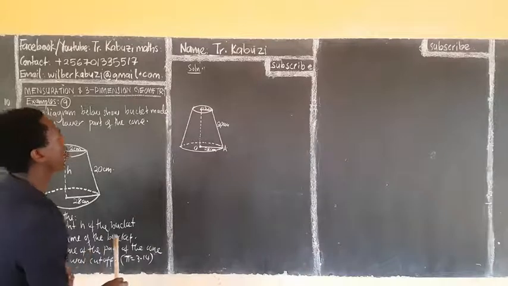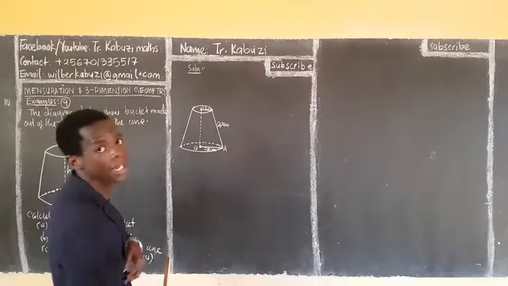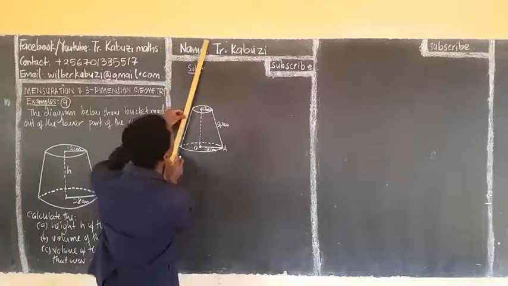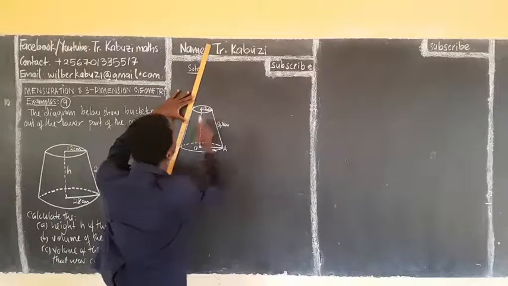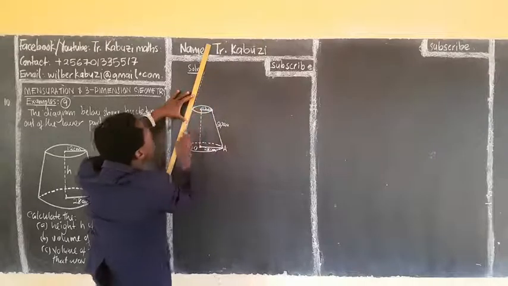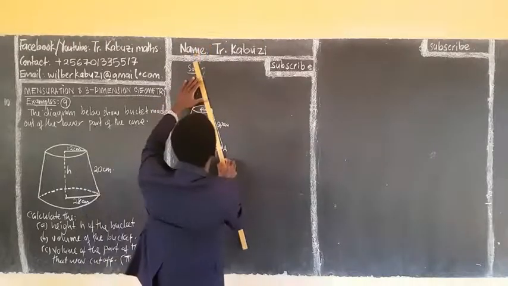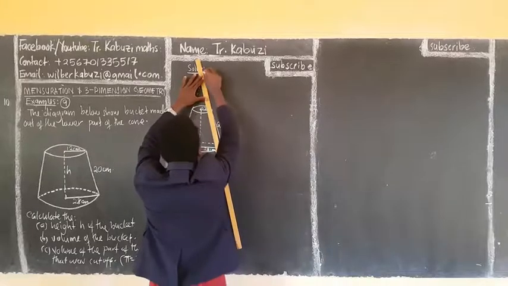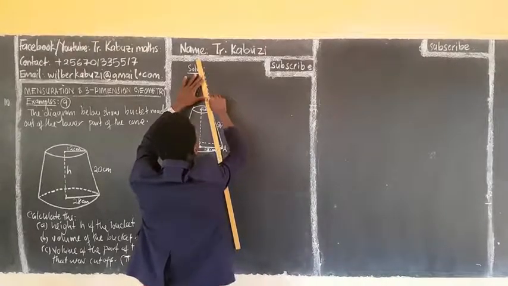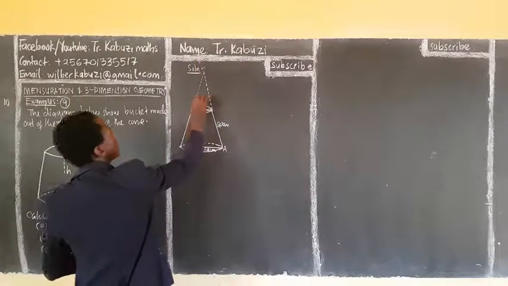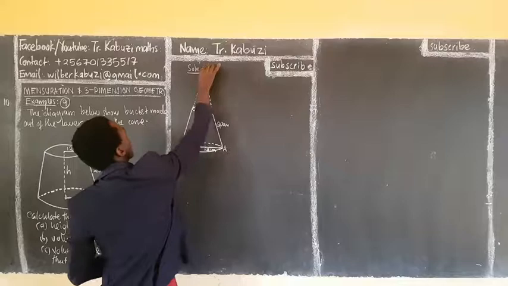extrapolating that cone so that you will have what would have been the original cone. Now, you extrapolate this side there. So you put your ruler there, then you extrapolate that side. And the same thing, you put your ruler here, and then you extrapolate this line here. So this means that this was my original cone. This was now my bucket.